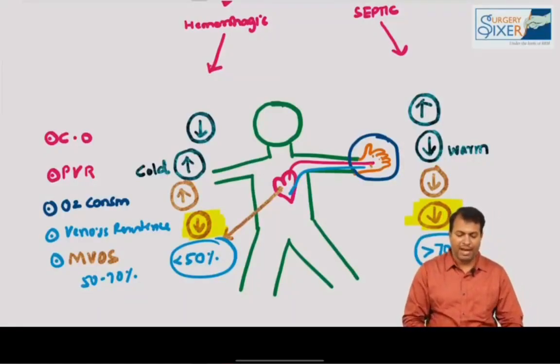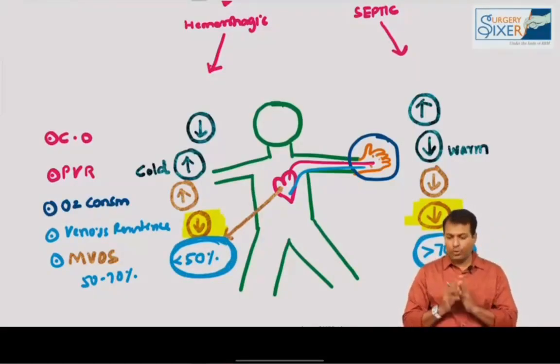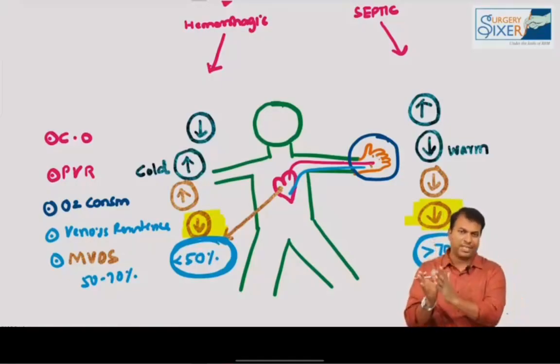So please remember, the points you must note are: in hemorrhagic shock, it is less than 50%. In septic shock, it is more than 70%. This is a repeat question. So you can now have a clear-cut idea of what is hemorrhagic shock and what is septic shock. We surgeons will deal only with these two shocks.